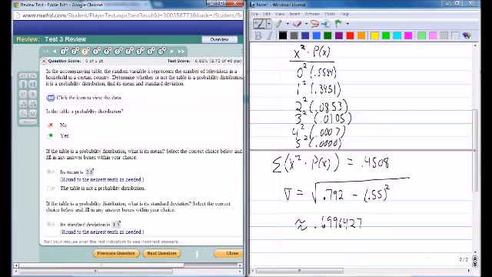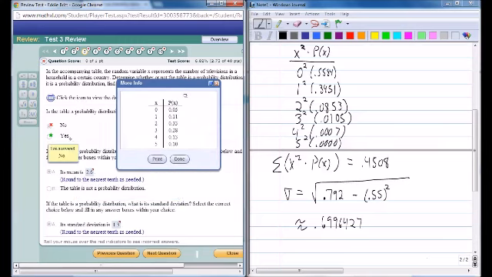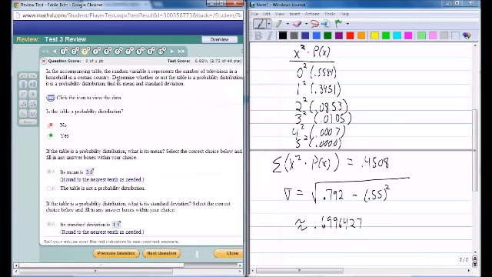The next problem, we want to know, is the table a probability distribution? So what you need to do is add up all of these probabilities. They should all add up to be 1. If they're not, it's not a probability distribution, but I can see here the answer is yes. So that does represent a probability distribution.